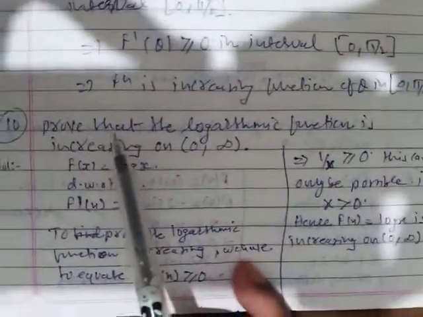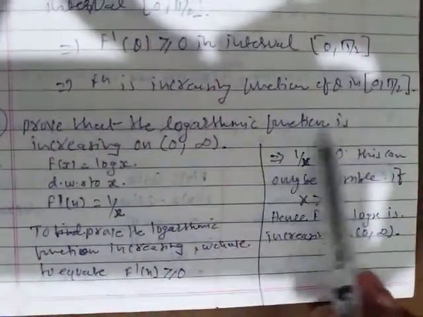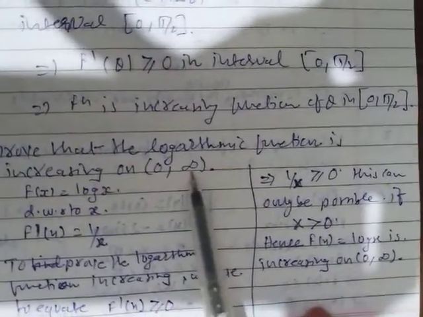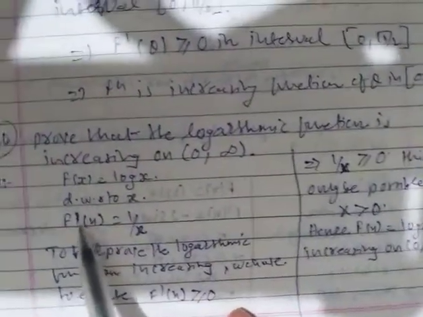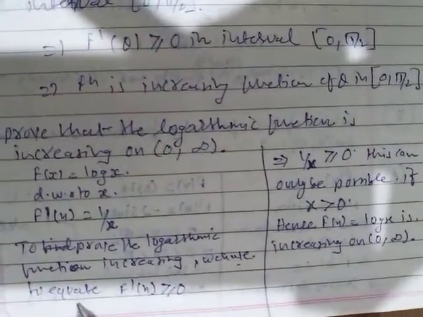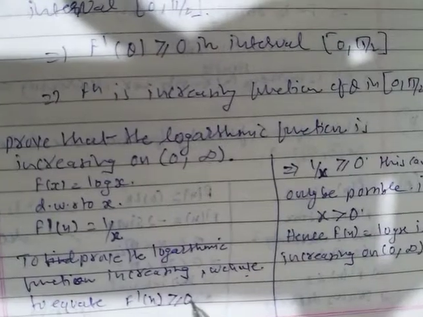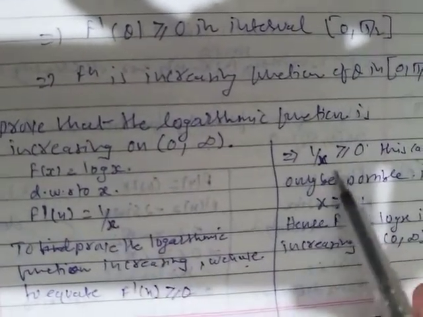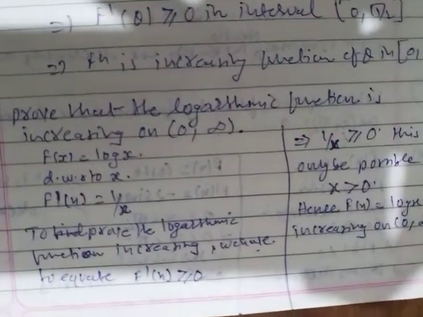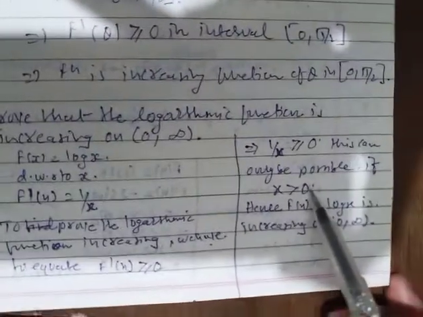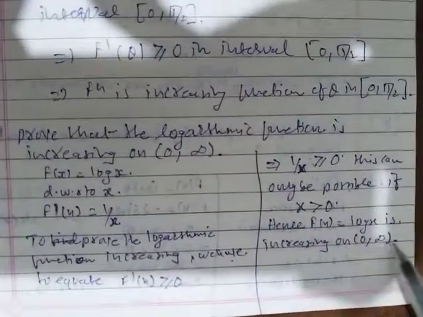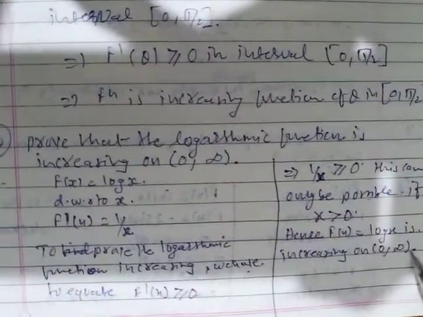On to the next question. Prove that the logarithm function is increasing on the interval 0 to infinity. For log x, the derivative f dash of x is 1 upon x. To prove that the logarithm function is increasing, we have to show that f dash of x is greater than 0. So 1 upon x is greater than 0. This is only possible if the value of x is greater than 0. Got it? So x should be greater than 0. It means that log x is increasing in the interval 0 to infinity.